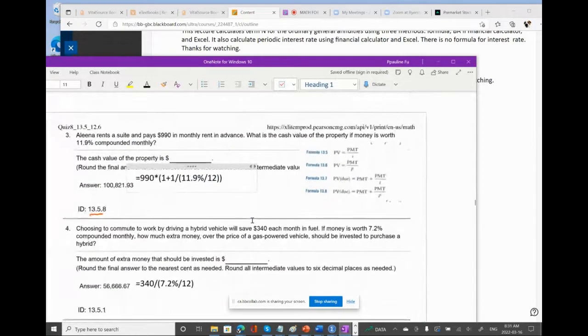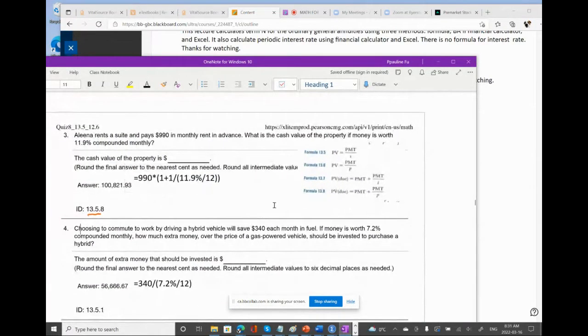So question 3, okay. Alina rents a suite and pays $990, that is PMT, in monthly rent in advance. In advance means it is the first day of the month. So it is actually due, annuity due. Due means begin mode, BGN.